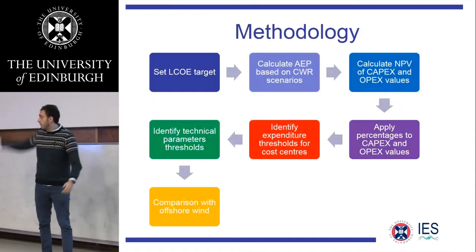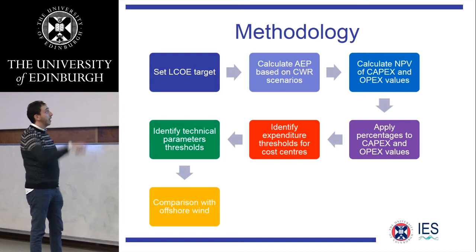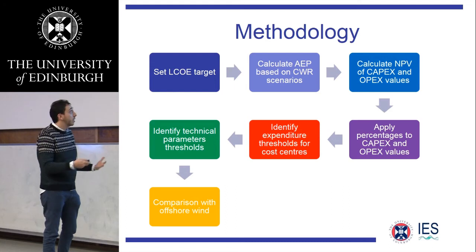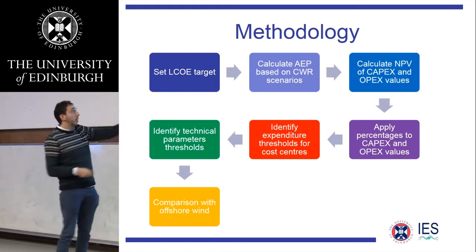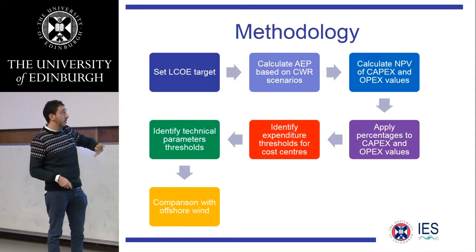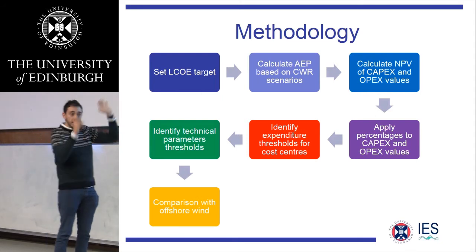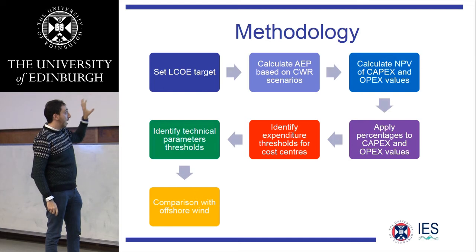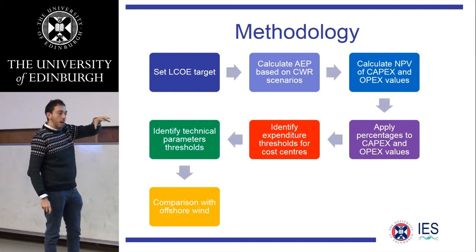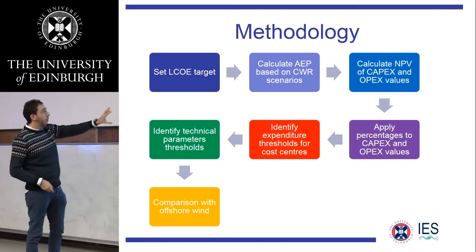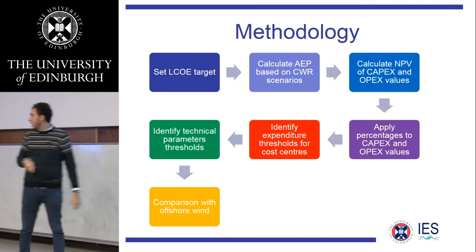So for the methodology, we are going to select an LCOE target, then calculate the annual energy production based on some efficiency scenarios. Then from that, we will calculate the net present value of CAPEX and OPEX. Then we will apply some percentage for the different cost centers of the wave energy converters. We will identify these thresholds for the expenditure within each cost center, translate these cost parameters to technical parameters, and then compare that with offshore wind. So I'm going to go through some of these steps to be a bit more clear.